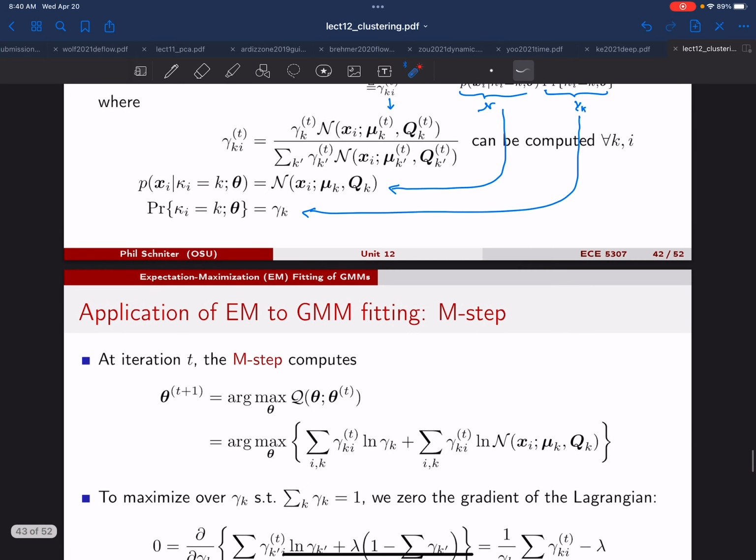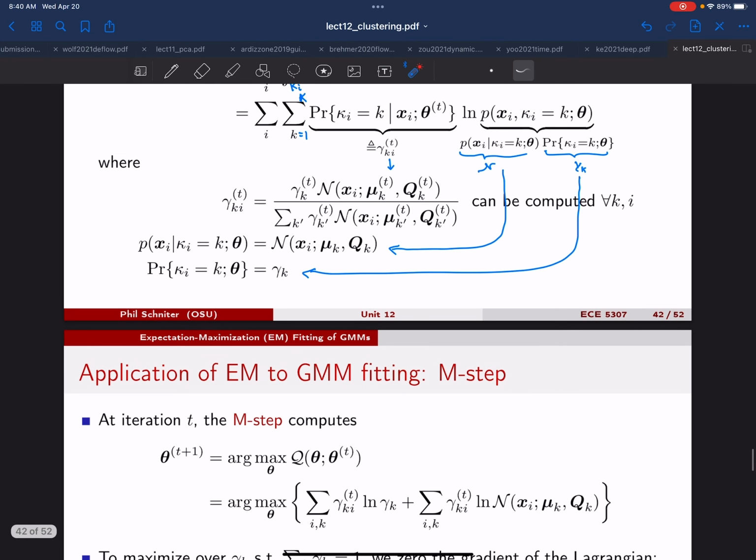Okay, so rewriting this, here is our sum. This is our sum over i and k of these gammas, and then log. So we're going to do log of the first plus log of the second. So log of the second is log of gamma k, and then log of the first is log of the Gaussian. Okay, so that's just how we go from here. Rewrite it in a little bit more convenient form.